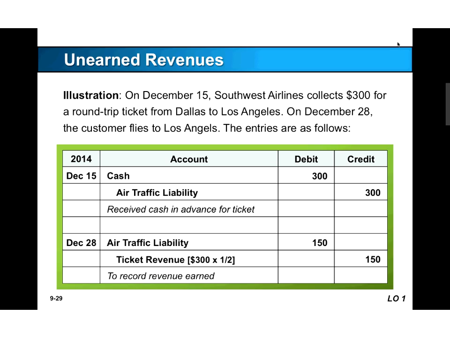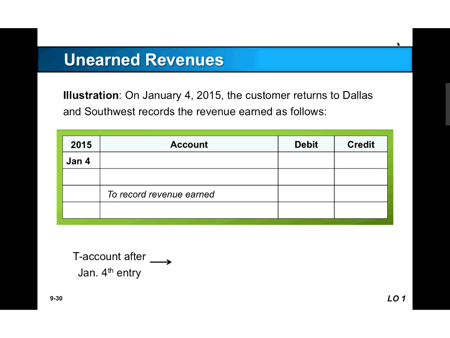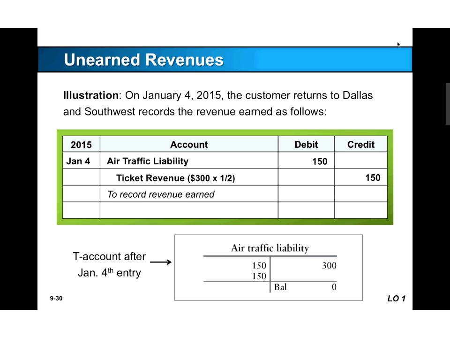So then December 28th comes and goes, and now the customer flies back to Dallas and uses the ticket on January 4th. So what we're going to see there is we're going to get rid of the rest of that unearned revenue, because now the ticket's completely used, and we're going to recognize ticket revenue for the other half.